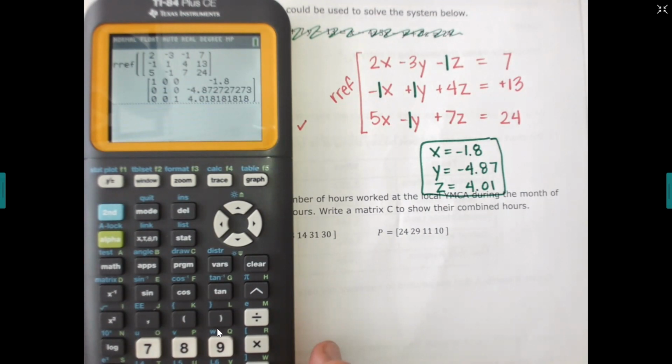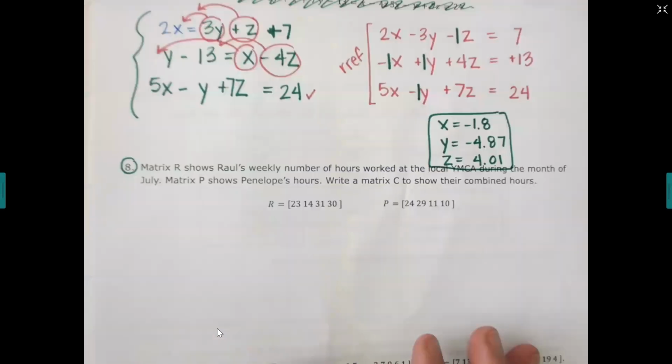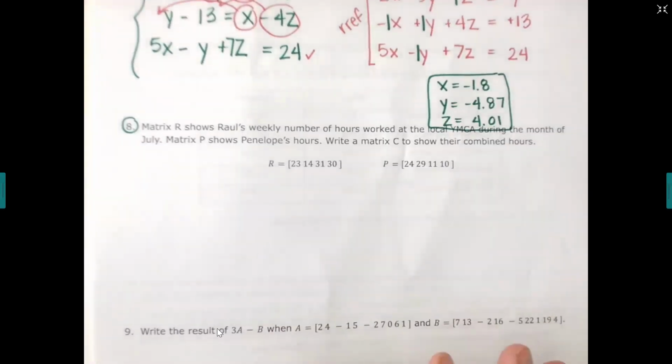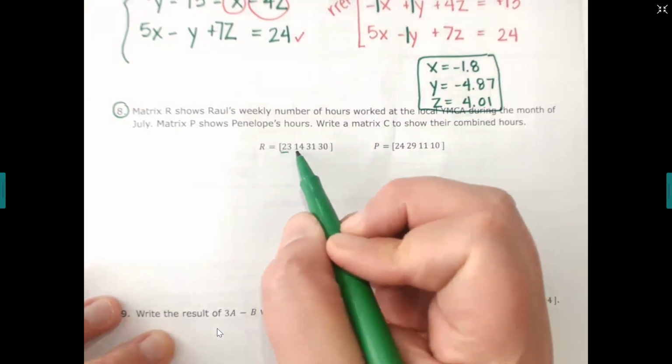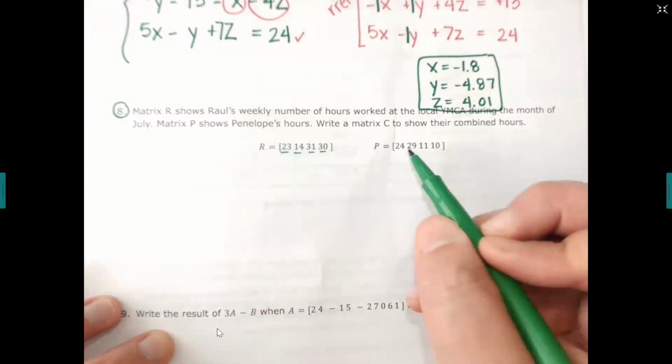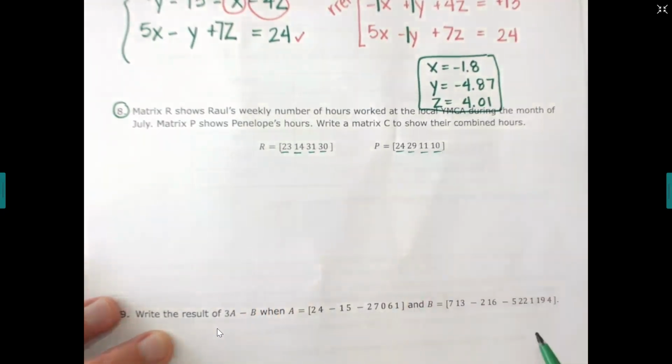Okay, I'm gonna give you a couple more that I want you to do on your own, and then we'll do the word problems in a bit. So will you please circle number 8? You can do that one right now. Also, your matrix for those is just one row. So those are already right. It's 23, 14, 31, 30, 24, 29, 11, 10. So those are both the way they're supposed to look.